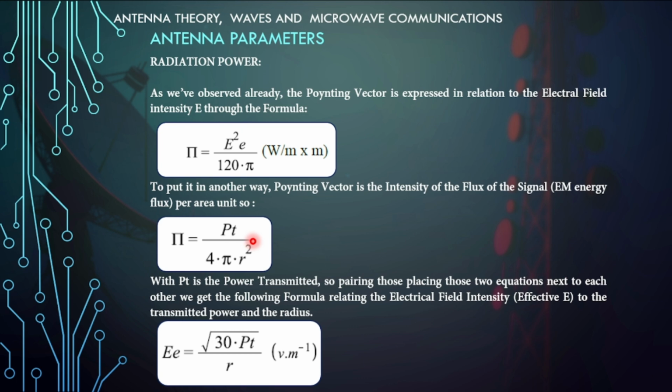So again, the Poynting vector, since it's the intensity of the flux of the signal, is the transmitted power per area unit, which is 4 pi r square. By the way, 4 pi r square is the surface of a sphere, because the lobe has a form of a sphere. So putting these two equations side by side, we get effective electrical field intensity equals square root of 30 times transmitted power divided by the radius of the area being covered. And this is expressed in volt per meter, or meter to the power -1, in other words.